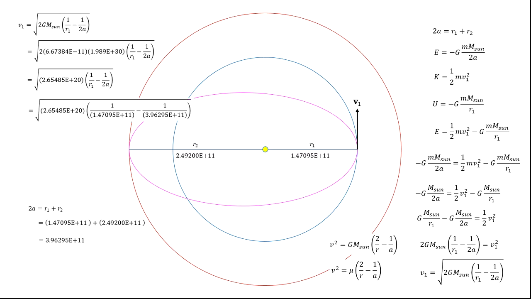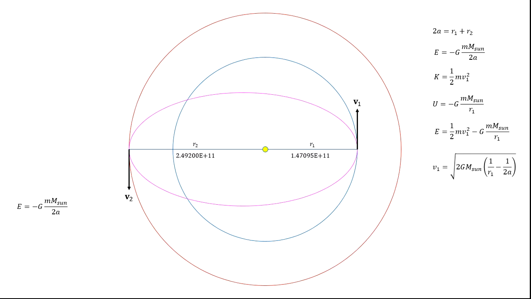Here we substitute 1.47095 times 10 to the 11th for r1, that's the distance to the Earth, and 3.96295 times 10 to the 11th for 2a, the transfer orbit major axis. The sum of the two fractions is 4.27495 times 10 to the minus 12. The product of these two terms is 1.13494 times 10 to the 9th, and the square root is 33,689 meters per second, the velocity of the transfer orbit at perihelion.